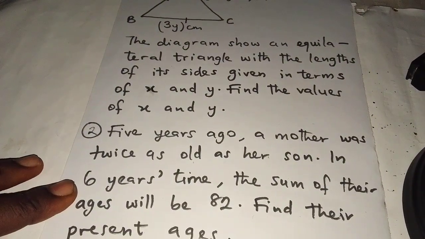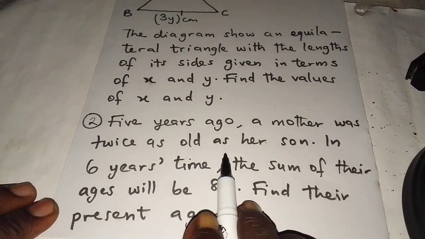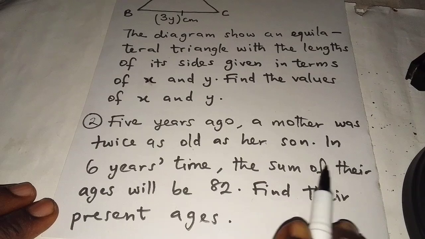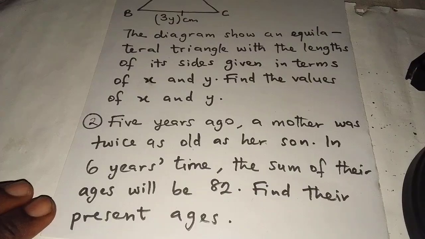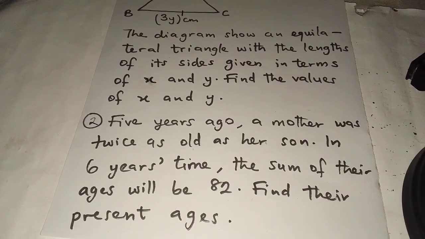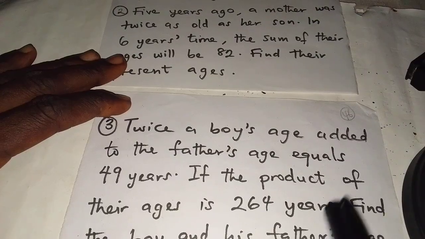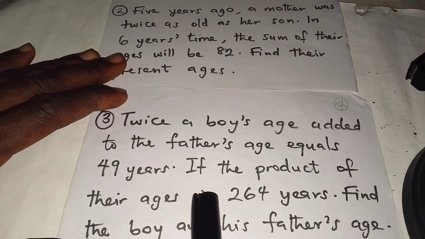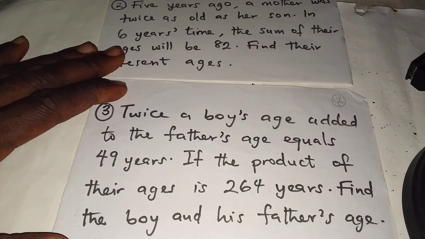Now the second question says 5 years ago, a mother was twice as old as her son. In 6 years' time, the sum of their ages will be 82. Find their present ages. Number 3. Twice a boy's age added to the father's age equals 49. If the product of their ages is 264, find the boy and his father's age.